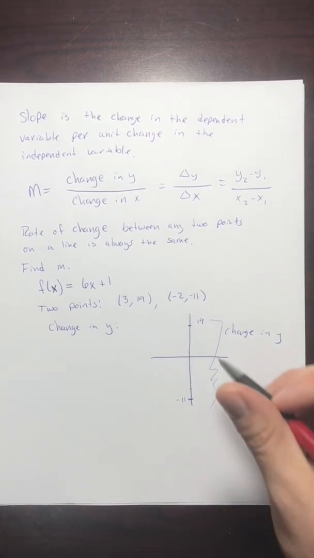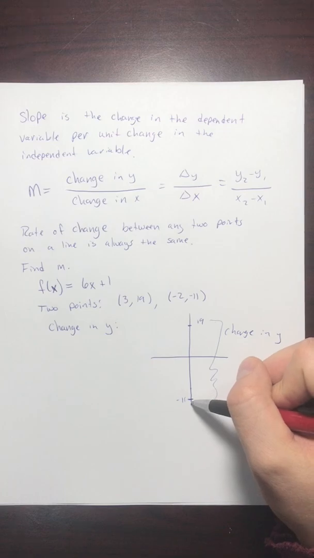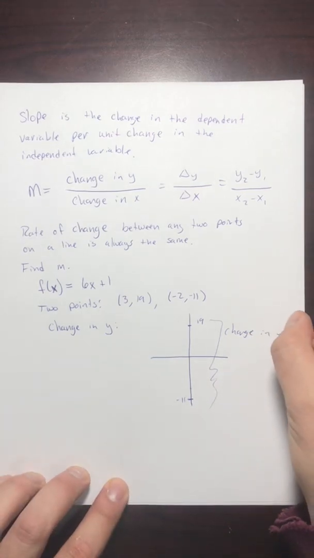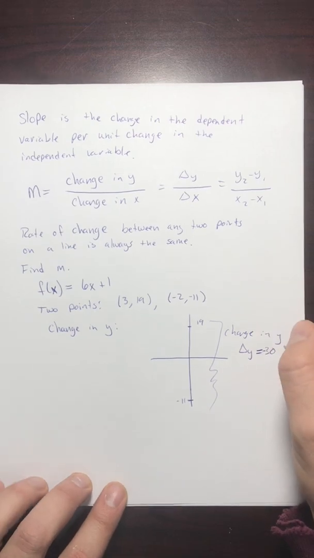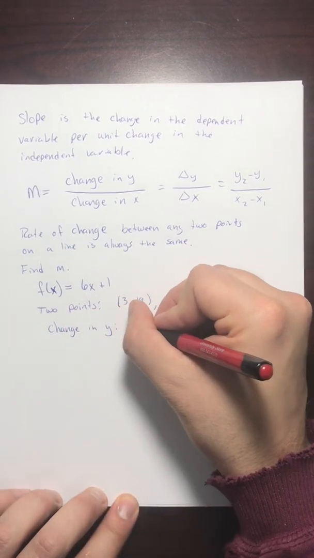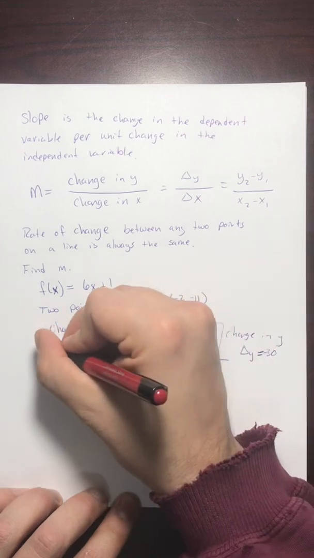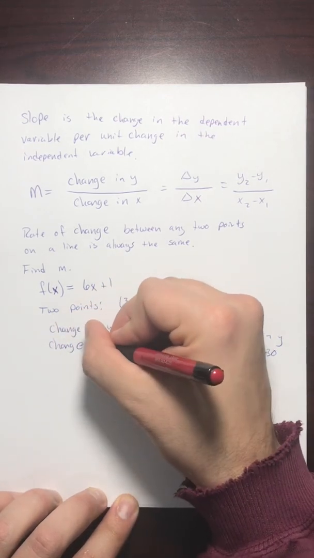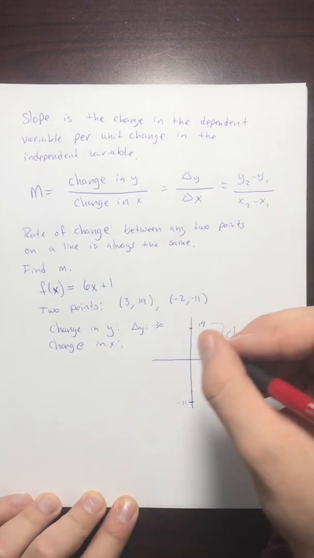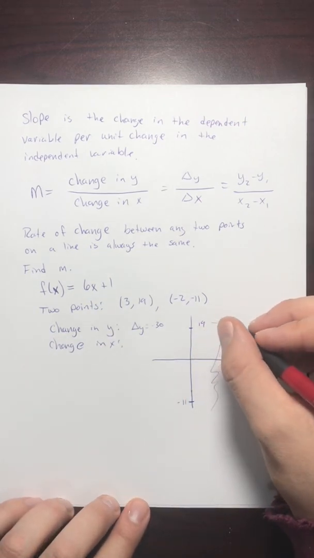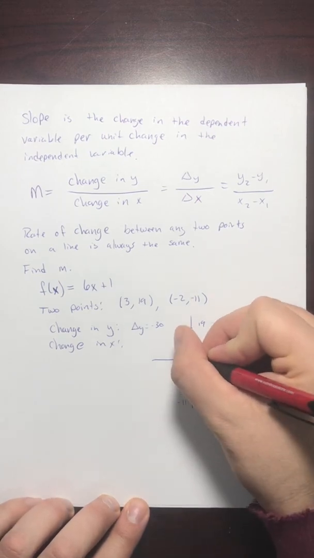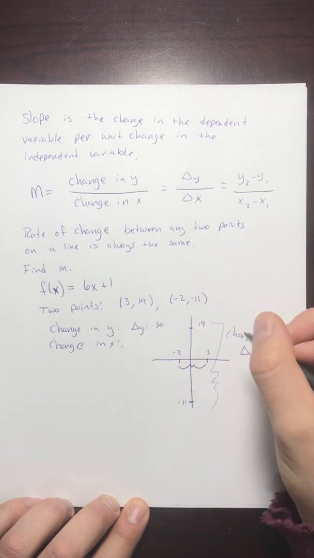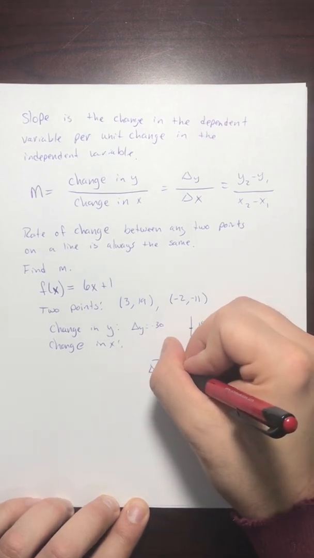So if we go from 19 to negative 11, we have a change in y of negative 30 because we went down. And then the change in x, let's take a look at that. If we went from 3 on the x to negative 2, delta x equals negative 5.